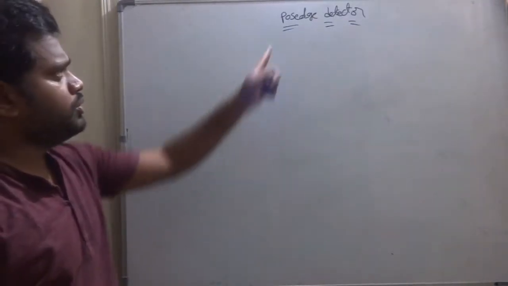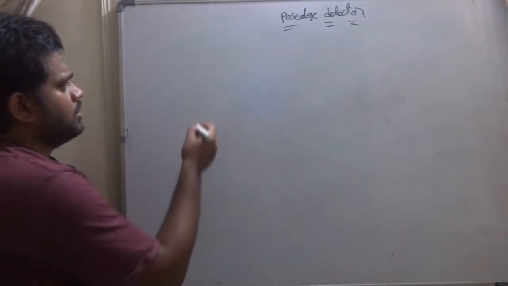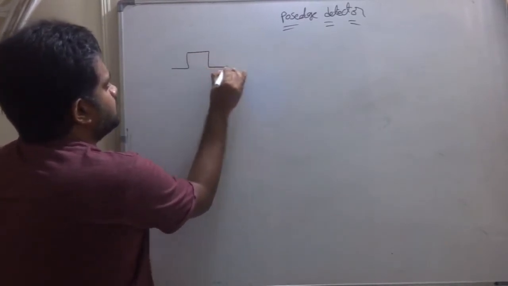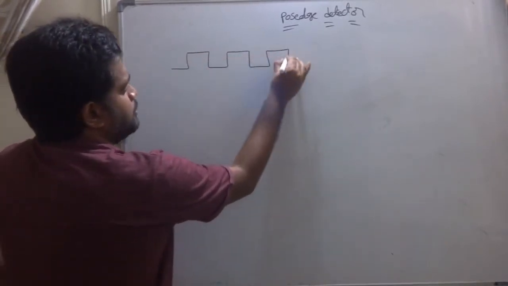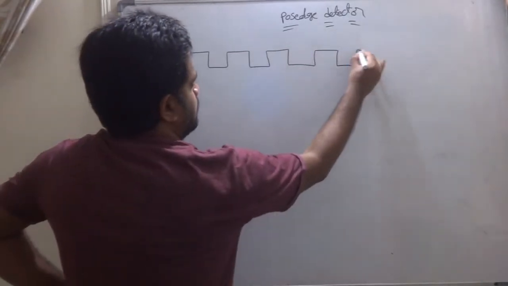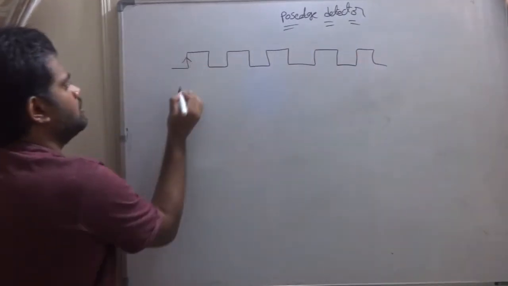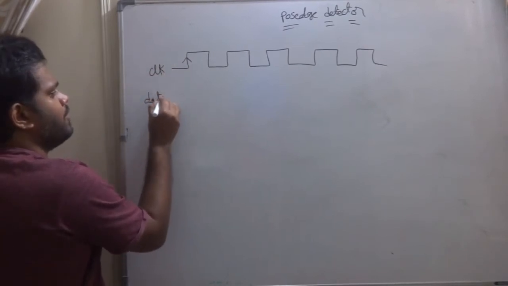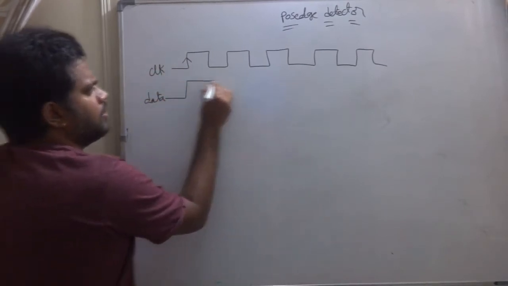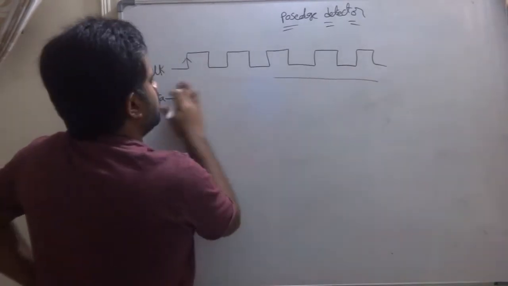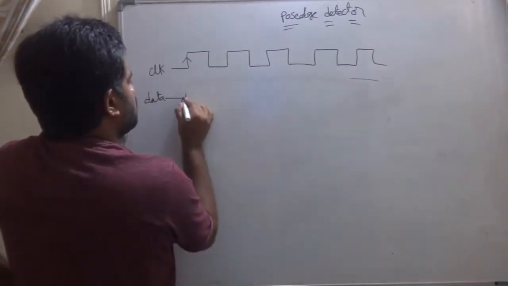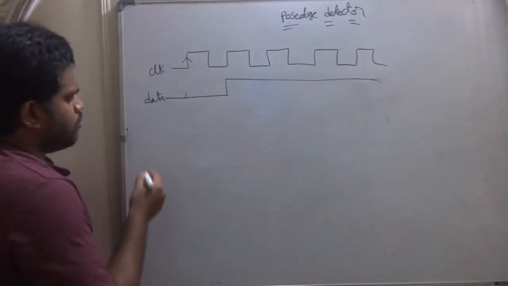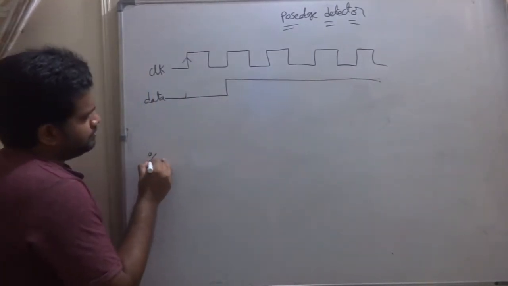Hi everyone, today I am going to discuss the positive edge detector. See, what a positive edge detector is: we have the clock. This is my clock. This is the data. Okay. This is my data. What is the positive detector output?